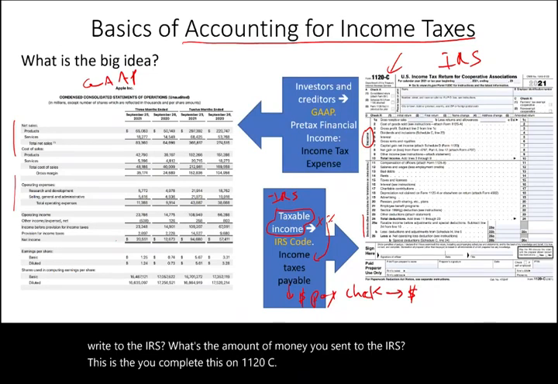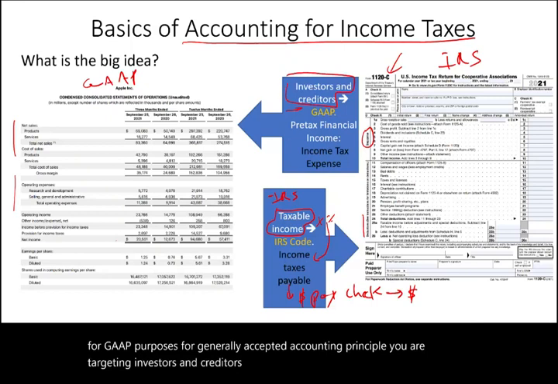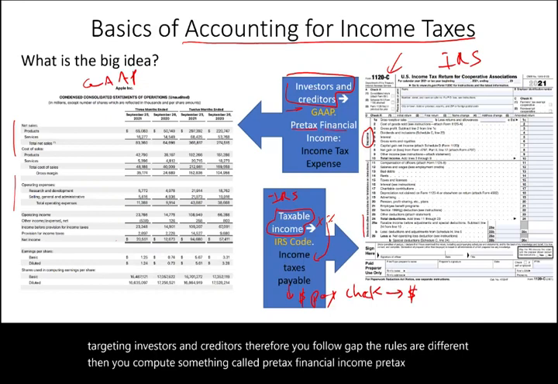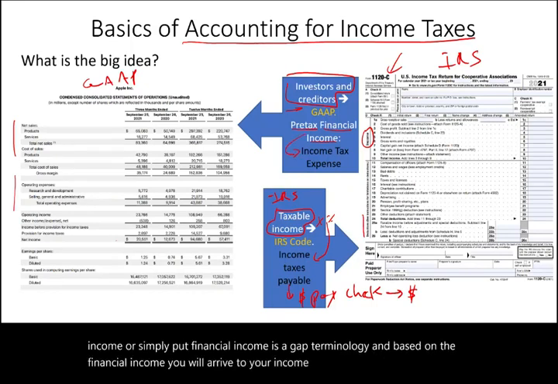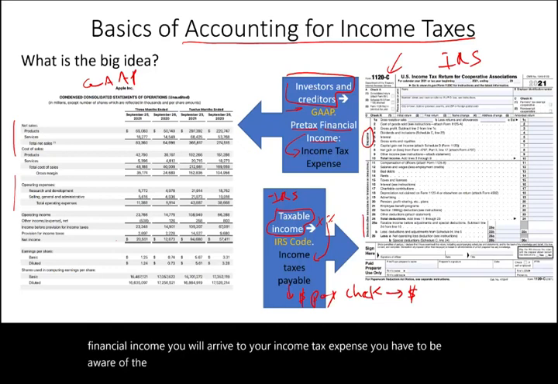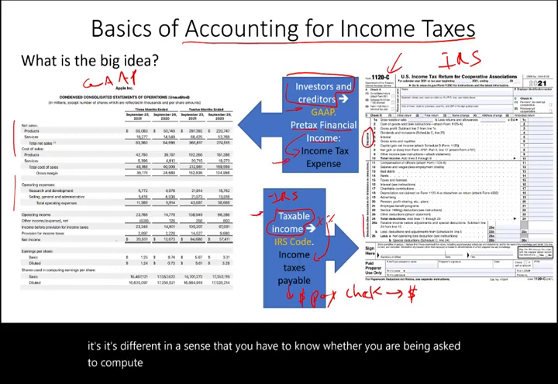For GAAP purposes, generally accepted accounting principles, you are targeting investors and creditors. Therefore, you follow GAAP. The rules are different. Then you compute something called pre-tax financial income. Pre-tax financial income, or simply financial income, is GAAP terminology. Based on the financial income, you will arrive at your income tax expense. You have to be aware of the terminology because you have to know whether you are being asked to compute taxable income, income tax expense, or income taxes payable. They're different things. So the first thing, be familiar with the terminology.